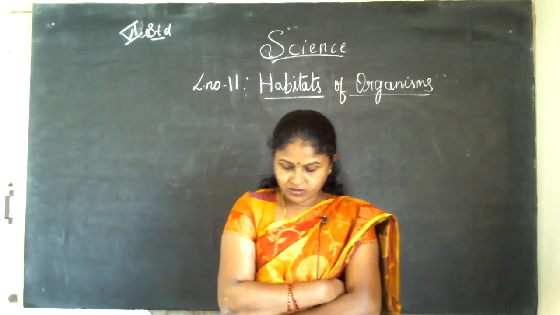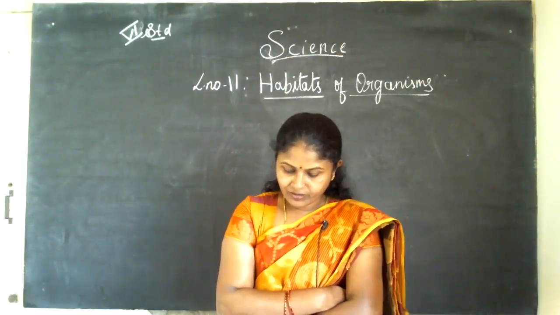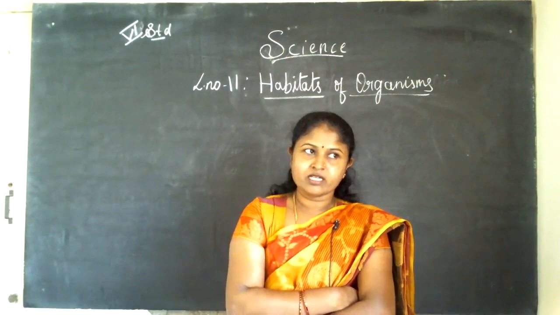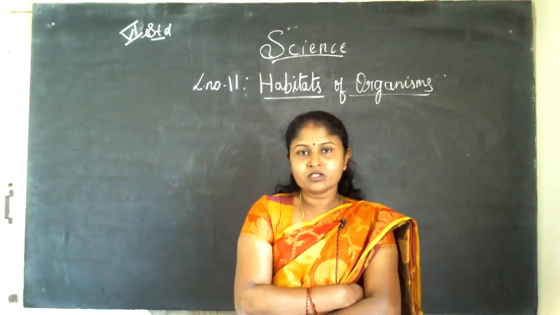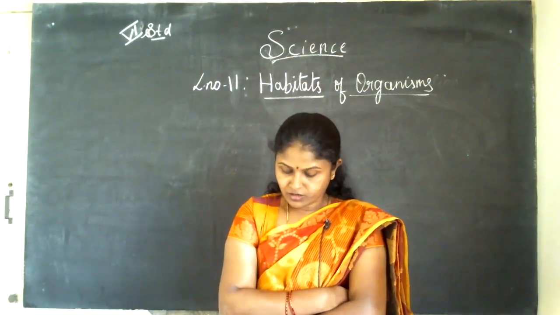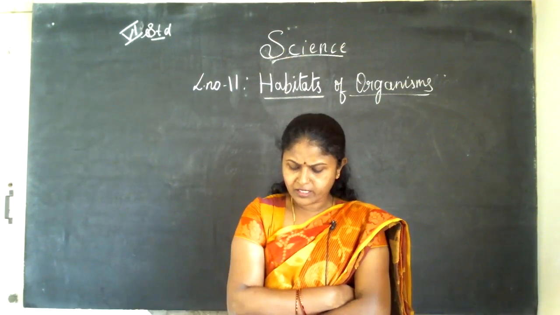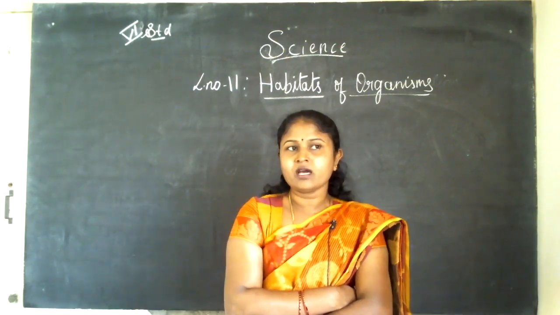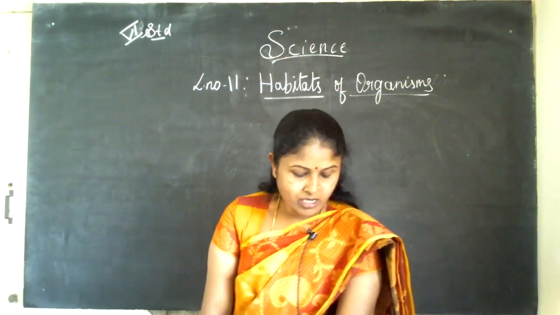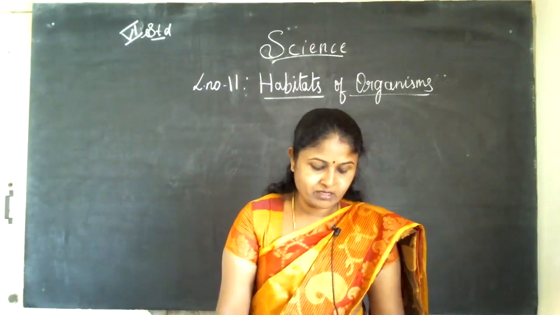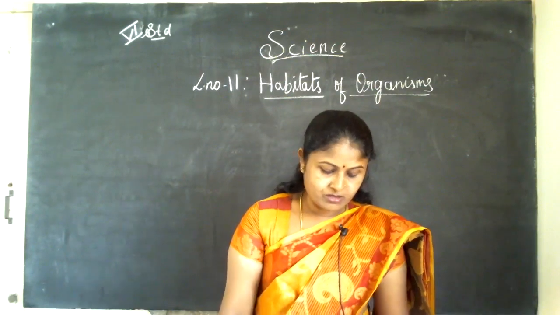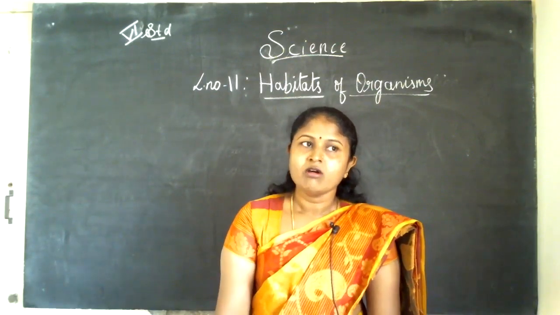Coming to the consumers. Consumers are organisms that get nutrients from other organisms. They are also called heterotrophs. They cannot prepare their own food and must depend on other organisms. All animals are consumers and depend on plants for food, directly or indirectly. They are divided into the following groups: herbivores, carnivores and omnivores.